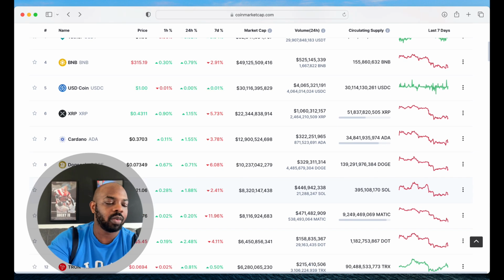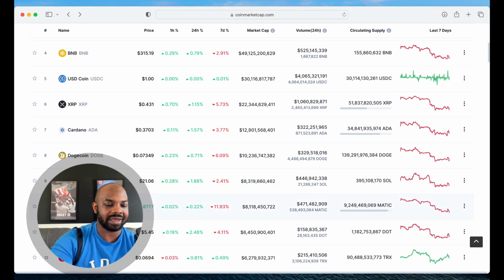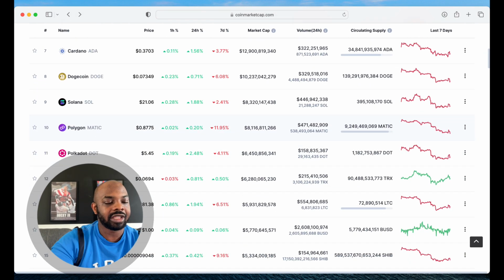That's high risk, high reward. You can use it for a trading one. And y'all know I love Matic. Matic under a dollar is just a steal. This is what I'm buying up the most right now.